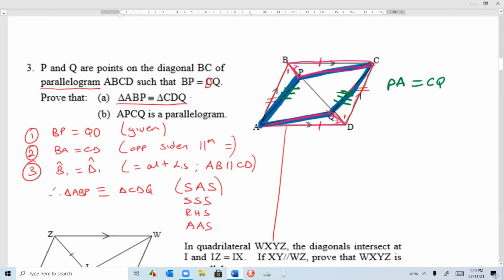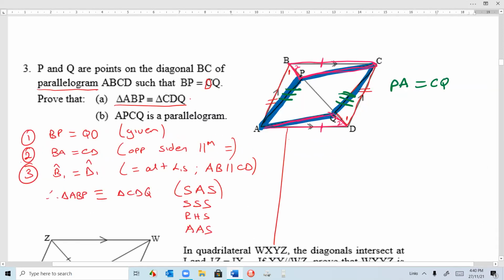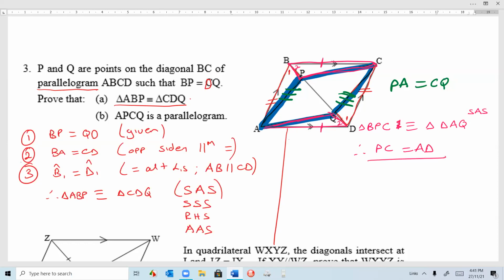All right. So we can prove that triangle BPC, and I'm not going to prove it for you, but you can actually, is congruent to triangle DAQ. And your reason would be side, angle, side. Now, if we prove them congruent, therefore we can conclude that PC is equal to AD. So if we got PC equal to AD, and we got PA is equal to CQ, therefore we can conclude that APCQ is a parallelogram. And what reason am I using? Opposite sides are equal.